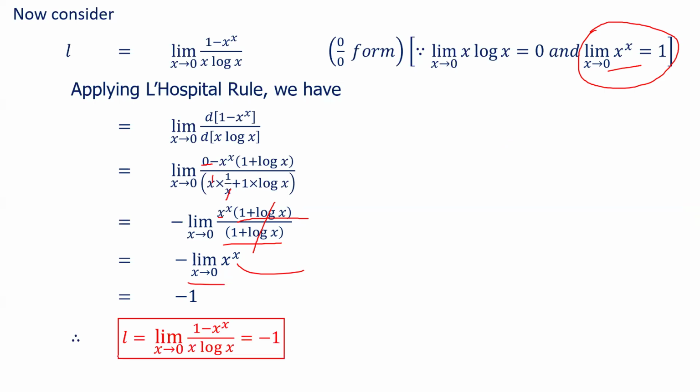Therefore, the limit of (1 minus x to the power x) upon (x log x) when x tends to 0 is nothing but minus 1. Thank you.